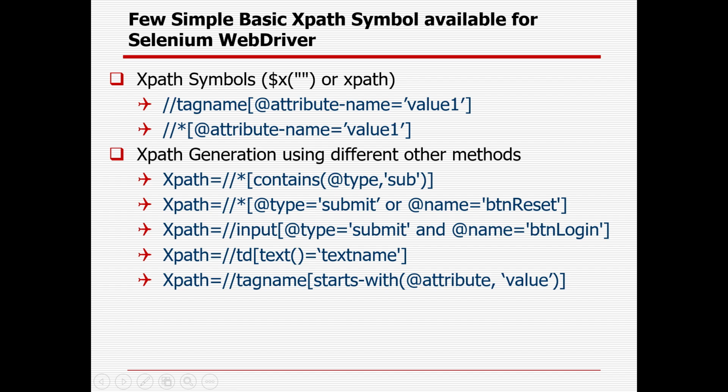Slash slash, tag name, then square bracket, @ attribute name equal to, within single quotes, the value, and you need to close the bracket. In case you want to use contains, you need to use the contains keyword, @ and the sub-thing. You can use either or. In case you want to use the and operator, you can use and. In case it is starting with text, you can use text or starts-with. Okay, I'll cover everything, no need to worry right now.